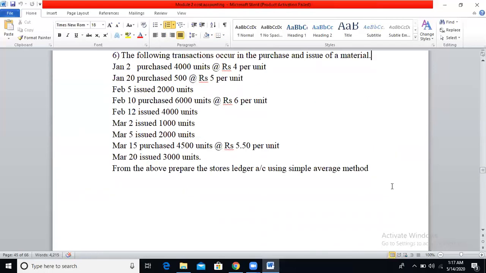The next transaction is January 20th, once again we are making the purchases, that is 500 units at the rate of 5 per unit.